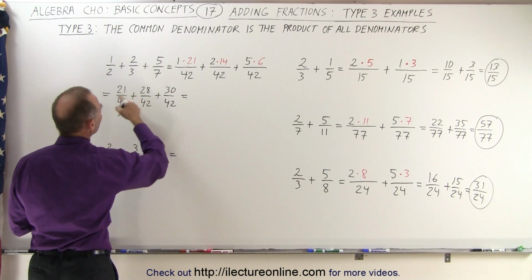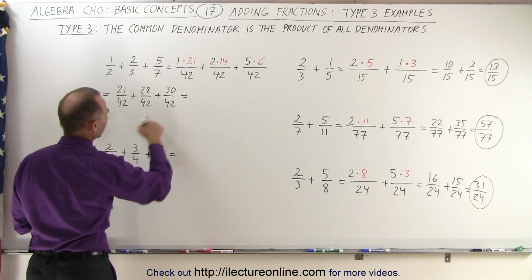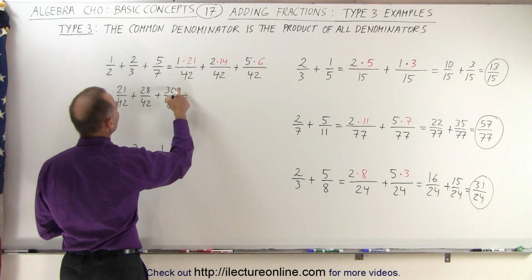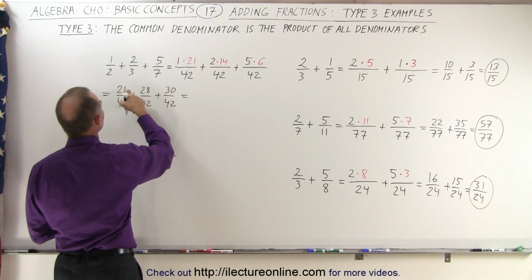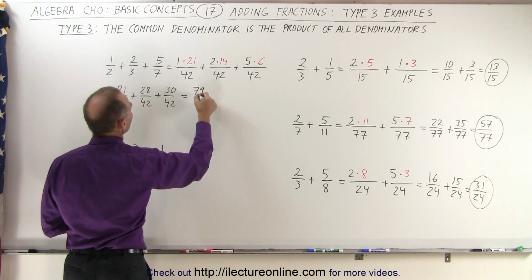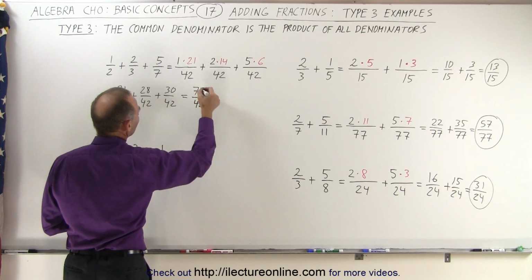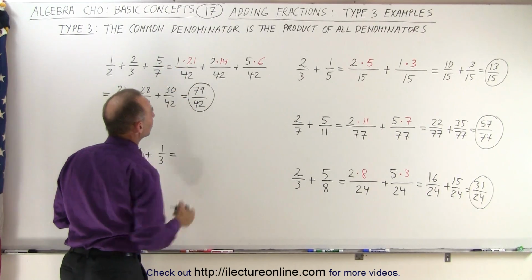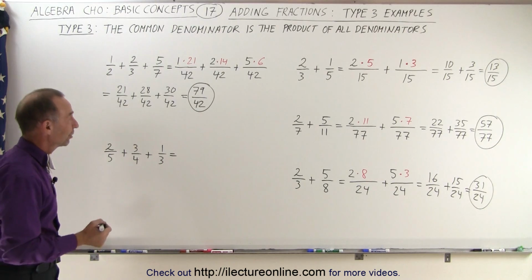And now you can add all the numerators together because all the denominators are common. So 28 plus 30 is 58, 59, 79 divided by 42. And I believe 79 is a prime number, so we cannot reduce it any further.